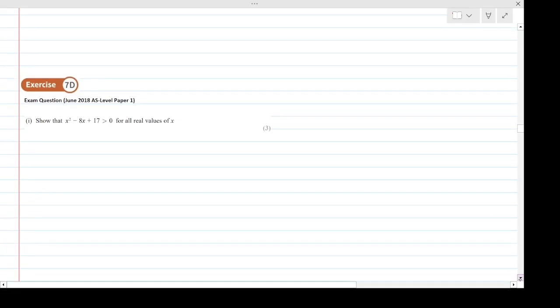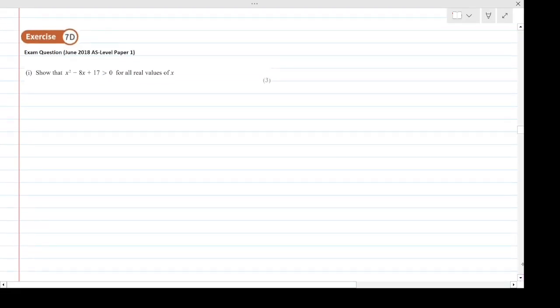Okay, let's have a look at some further exercises, and I'm going to start with an exam question first before we look at the actual exercises, because it's a bit easier than the exercises, and it's a very important one, so I'd want to go over it first. Very typical exam question this is as well, and it says show that x squared minus 8x plus 17 is greater than 0 for all real values of x.